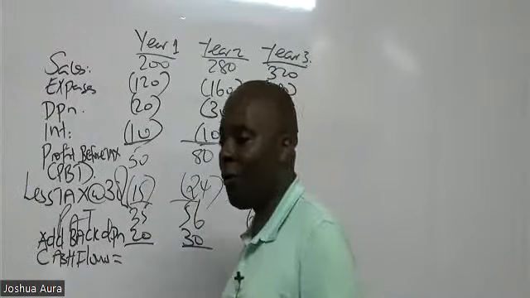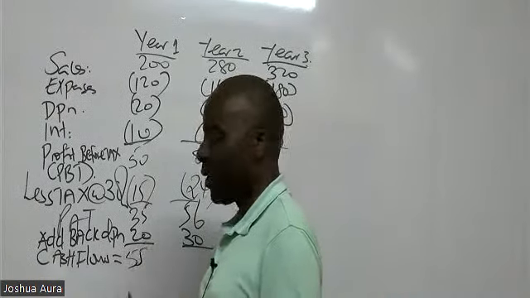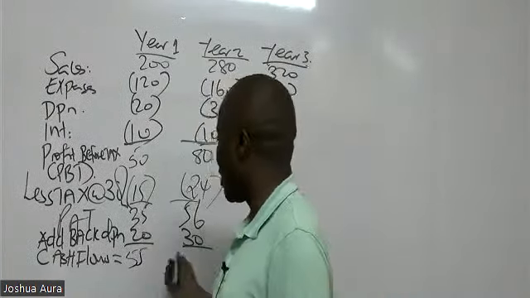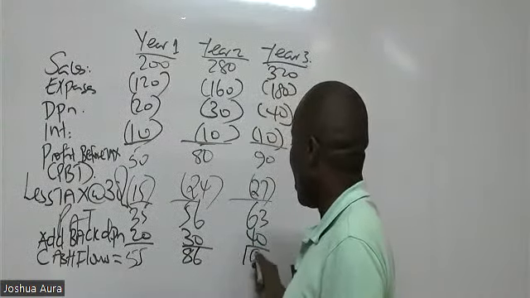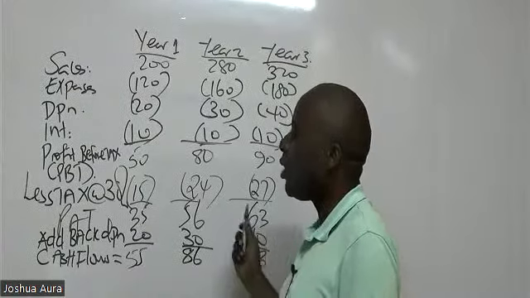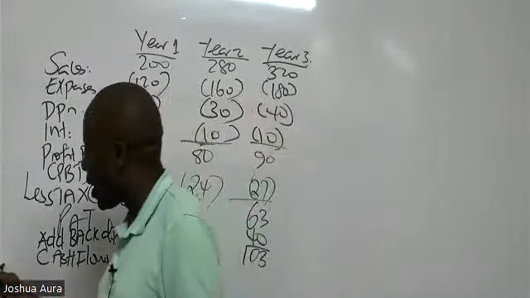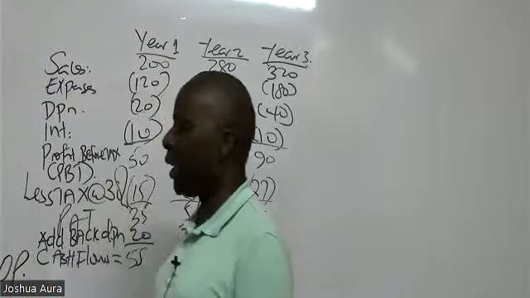So I'm being given a figure of 55. Then we have 86. And then we have 103. Now, these are the operational cash flows. Please write that up right there: operational cash flows.